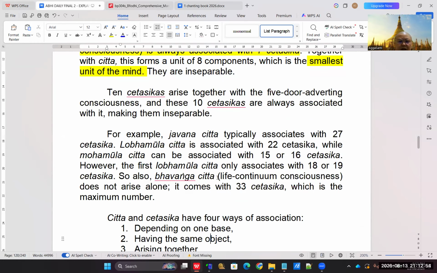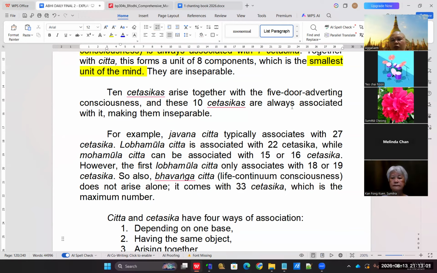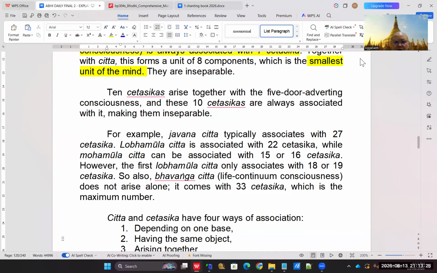Then there are some other numbers. For you all, because you are under the certificate course and this is an introduction to Abhidhamma and daily life, I don't focus on numbers because you cannot memorize. And one thing also, there is no point just meditating with the numbers, just for understanding only. For example, Javana Chitta associates with 27 Chetasika. Lobha Mula Chitta associates with 22 Chetasika. Moha Mula associates with 15 or 16 Chetasika. The first Lobha Mula Chitta associates with 18 or 19 Chetasika.